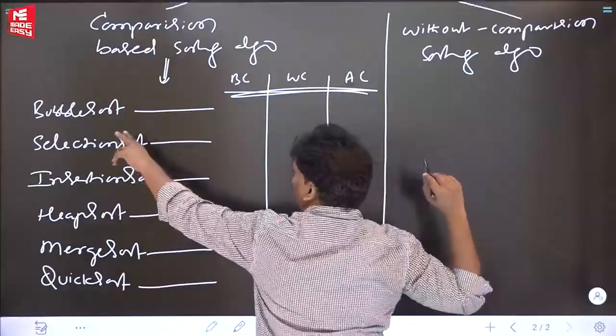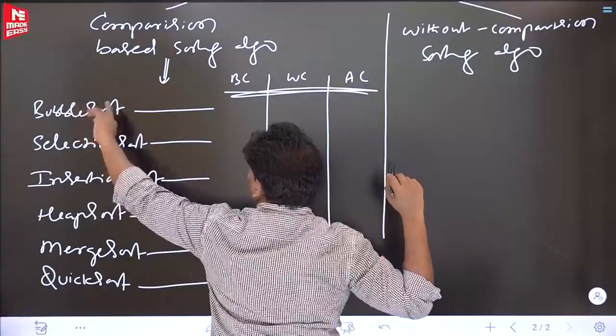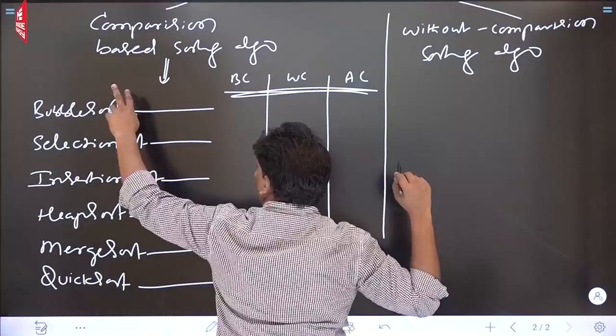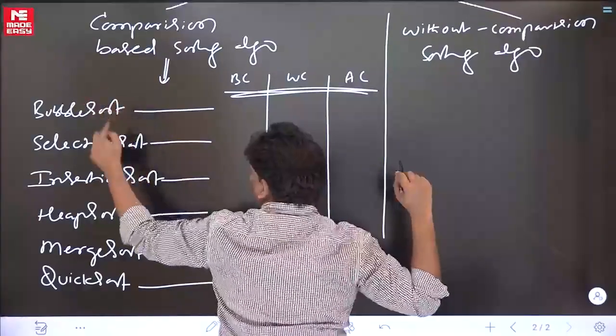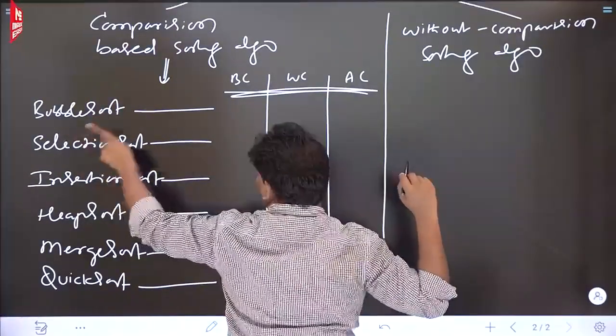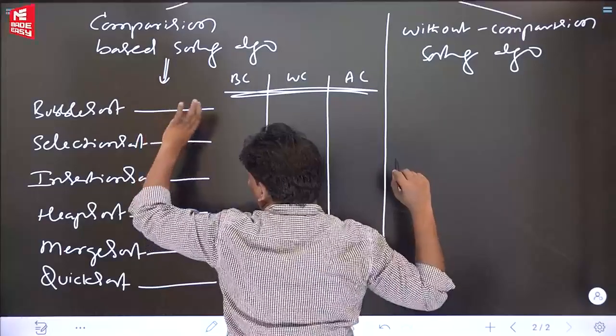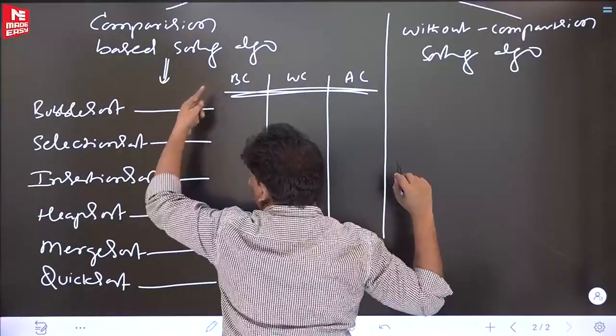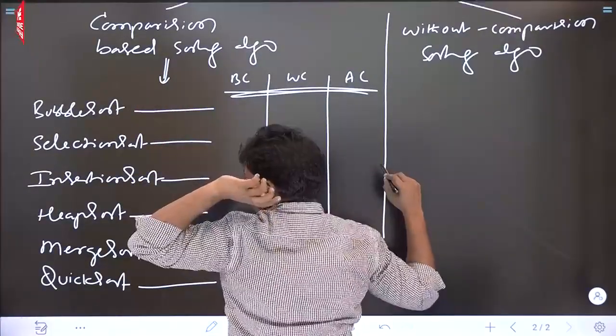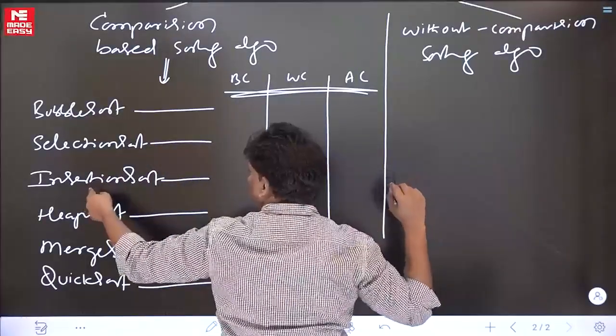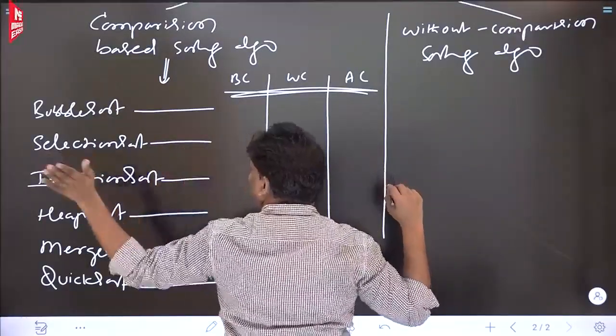Whenever bubble sort is going on, first element, second element, third element, you will compare. After comparing, if required, you will swap. Selection sort also, the first one is compared with all other elements. Whoever is the first minimum, you will swap with the first one. Insertion sort also, first insert, then compare with the previous elements.